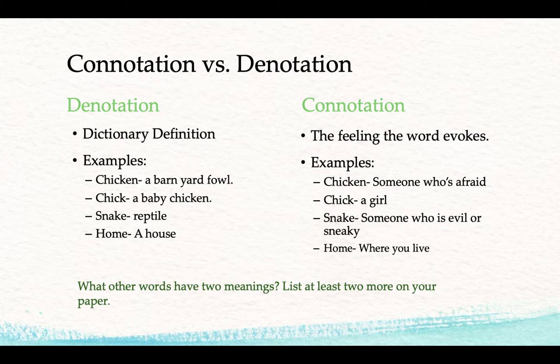Home is just simply a house that's built where anybody could live. And home, connotation, where you live, has more to it than that. It's the feelings that are evoked by where you live. Some of you guys, home might be a very positive, warm place where you can go to be yourself and be calm. For others, home might have a very negative connotation associated with it. Maybe there's a lot of fighting going on or things that don't make you very happy.